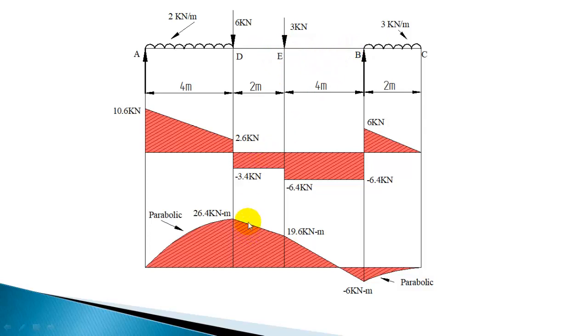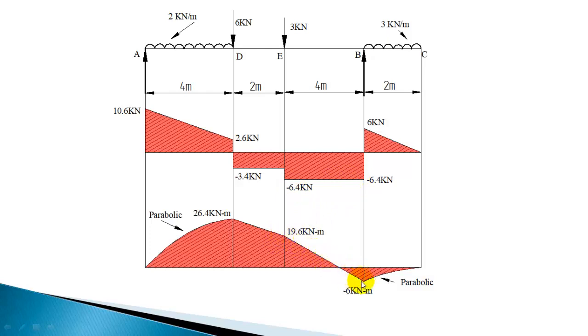In these two sections you have constant shear force and only point loads are acting. There is no load in between, so you can plot it by linear variation, and we have that 19.6 at E. So from 26.4 it decreases to 19.6, and the variation is linear. Wherever shear force is constant, bending moment variation is going to be linear.